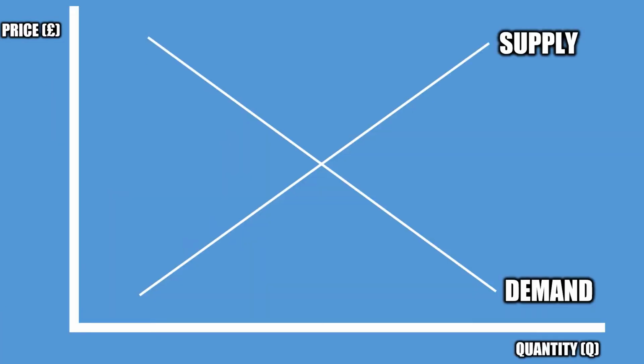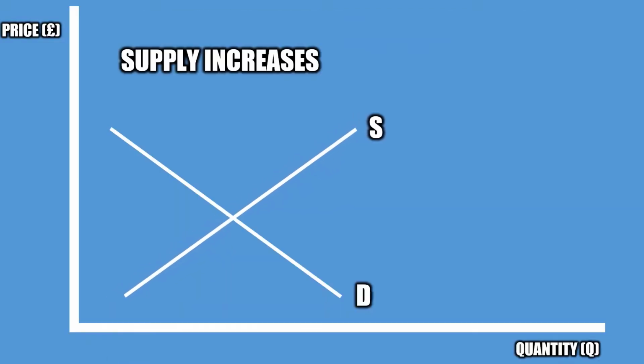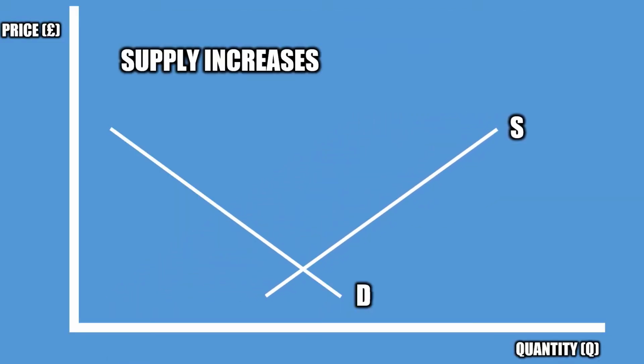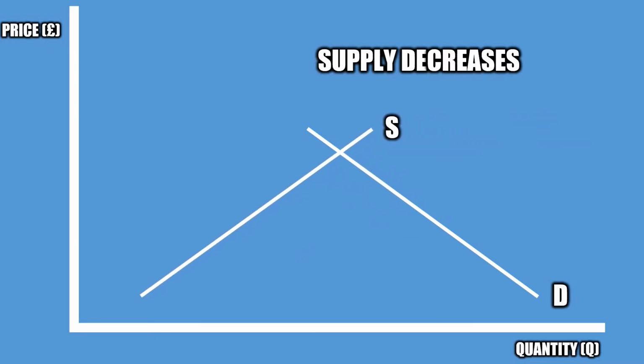Now, to truly understand these concepts, we should visually represent how they are all affected through the supply and demand graphs, or curves. A shift in the supply curve is caused by a factor affecting supply other than a change in its price. If any of these factors change, then the quantity that the seller is willing to sell changes. If the supply curve shifts to the right, then this means supply increases. If the supply curve shifts to the left, then supply decreases.